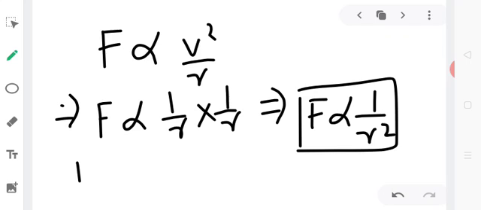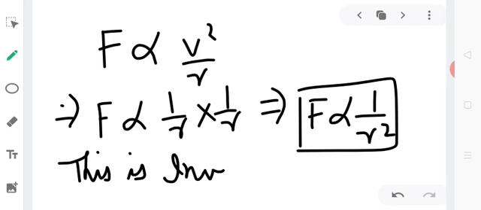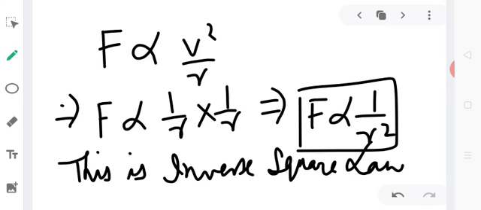So this is the inverse square law. This is the manner in which the force of attraction between two objects depends on the distance of separation between the two masses. This was obtained by Sir Isaac Newton using Kepler's third law.